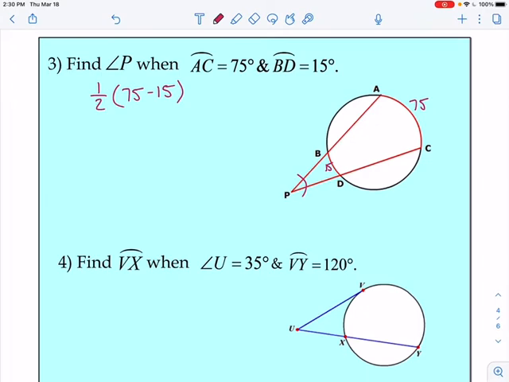So again, we'll do what's inside the parentheses first. So 75 minus 15 will give me an answer of 60. So I'm going to have 1/2 of 60, which is 30. So the measure of the angle P is going to be 30.